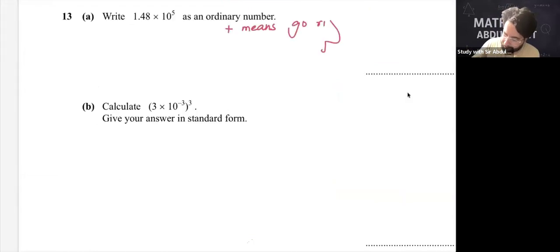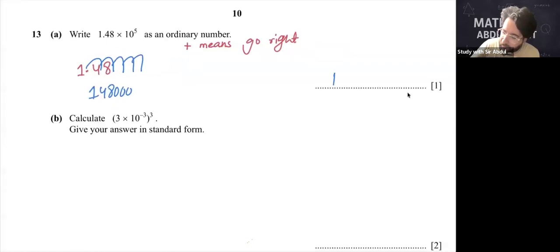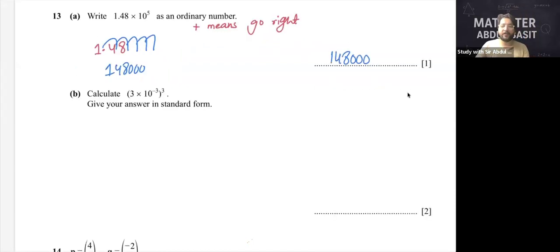Positive means go right. So 1.48, let me take 5 jumps towards right: 1, 2, 3, 4, 5. 3 places extra, so I have to write 3 zeros. So 148, 3 zeros. Now calculate this bracket with the power 3.